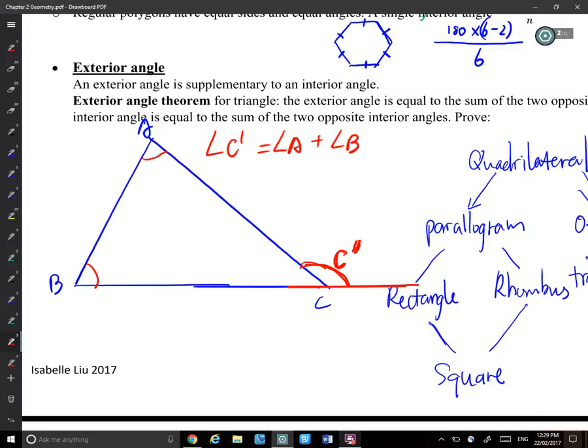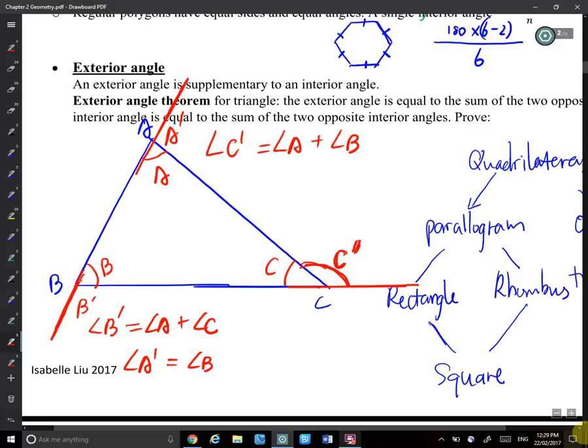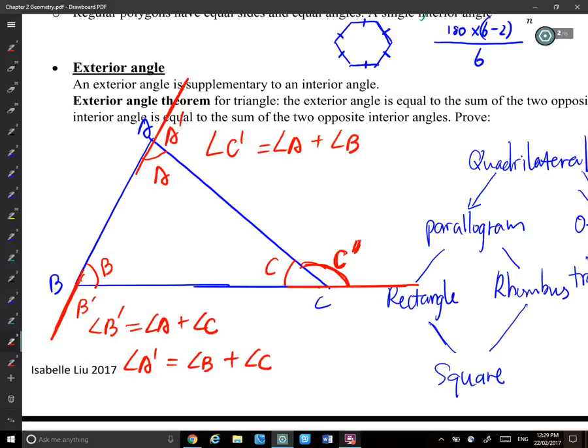B can have exterior angles as well. If we have B dash here, angle B dash will equal angle A plus angle C. Same as angle A: if we go that way, A dash, then angle A dash will equal angle B plus angle C, the other two angles inside the triangle.